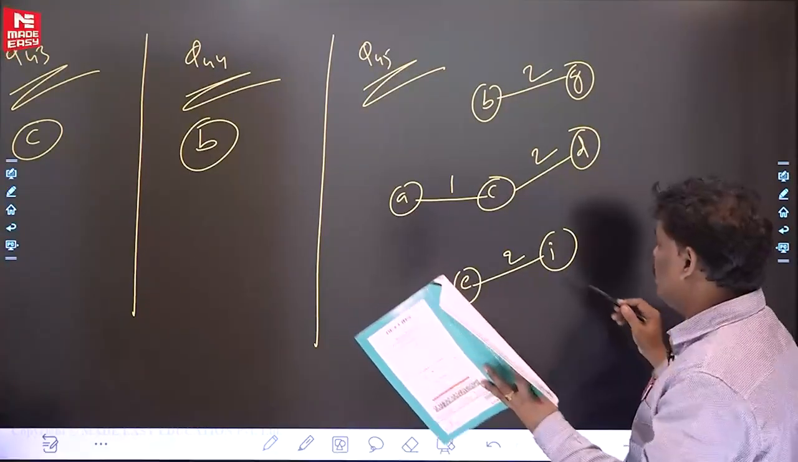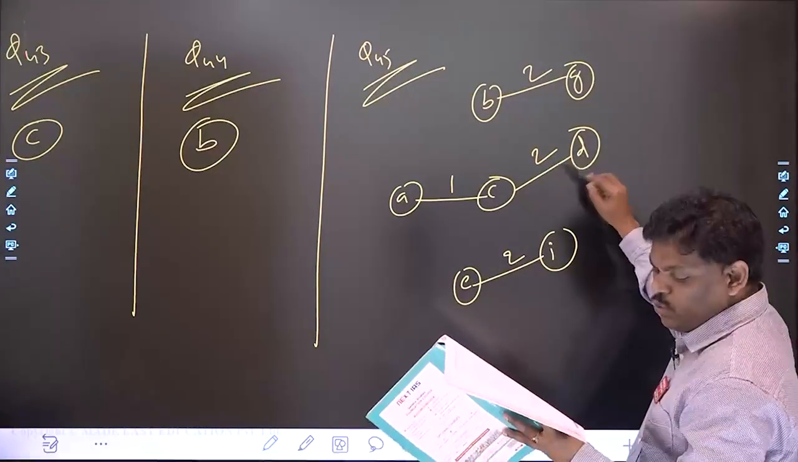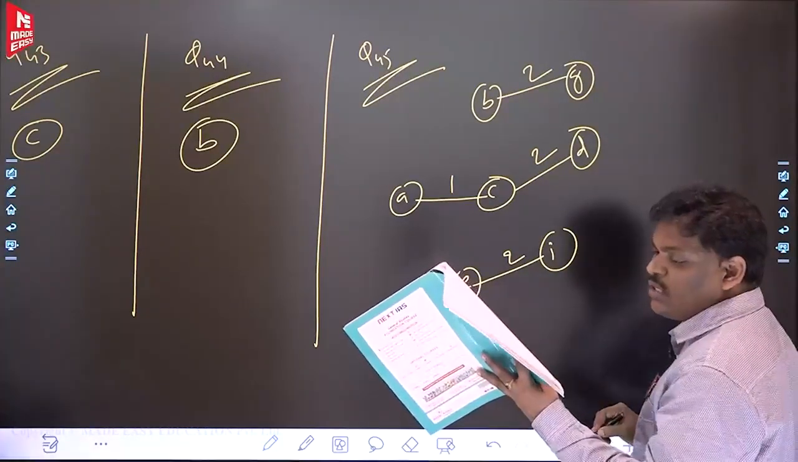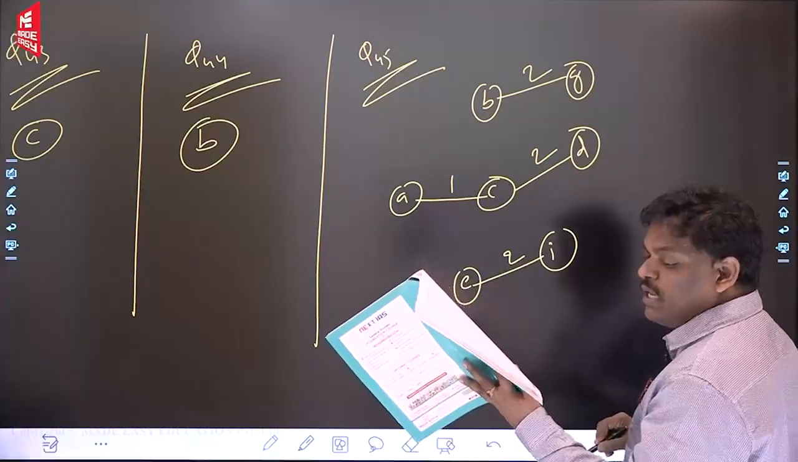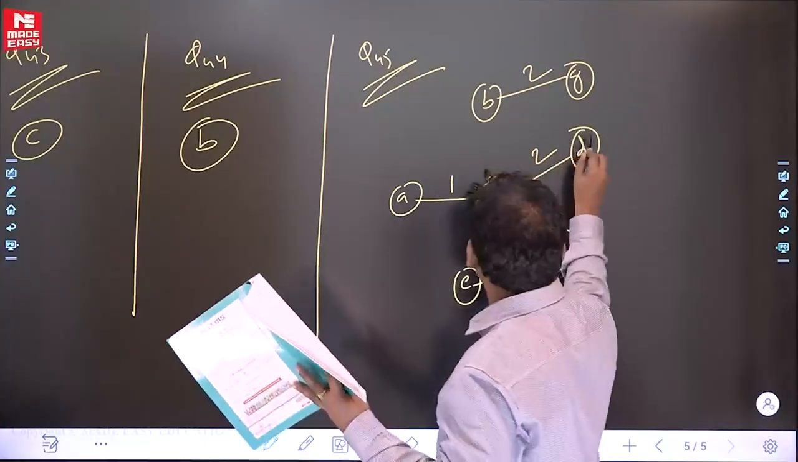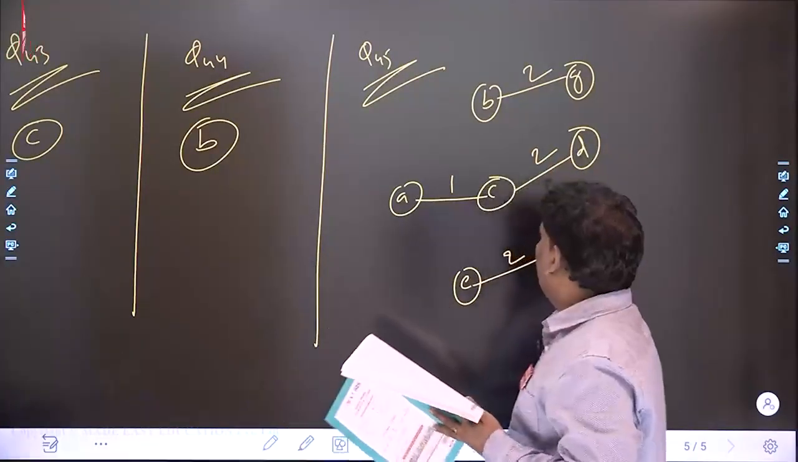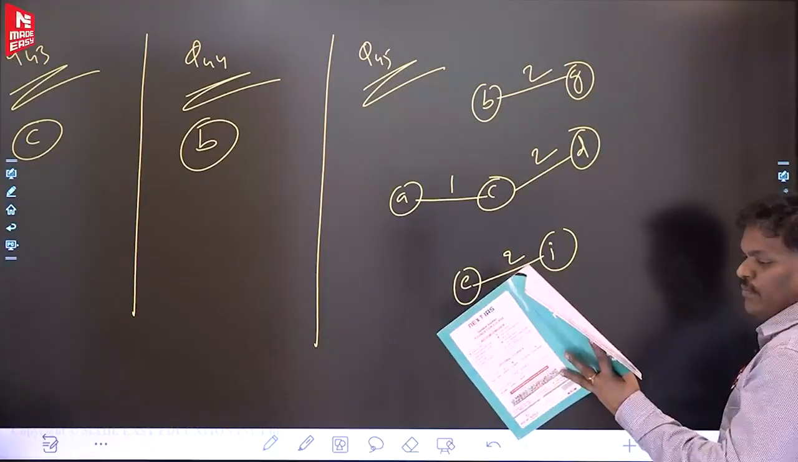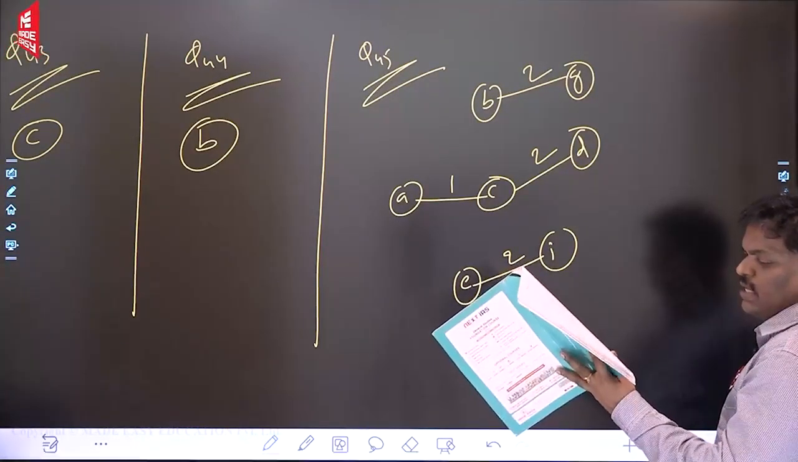How many 2's are there? I think it is C to D, that is okay. One more, E to I, 2, that is also okay. One more, B to G also 2, that is also okay. One more is there, A to D also. A to D forms a cycle, don't add. I think all 2's are completed. Next, let's go to the next one.